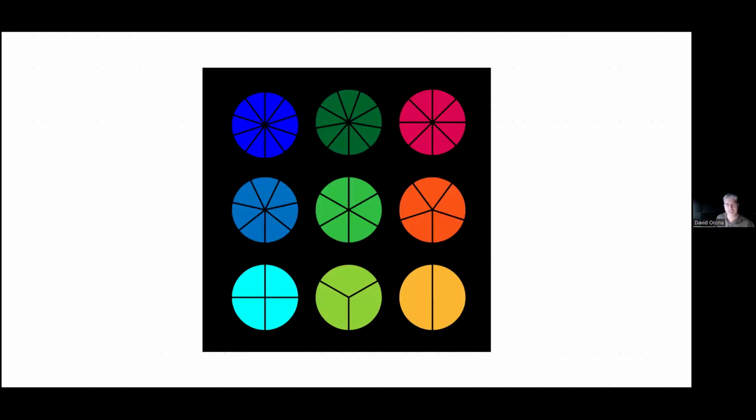So in this lesson, I want to go over what a fraction actually is. So let's go ahead and get started. So let's use these pie charts here to represent fractions.